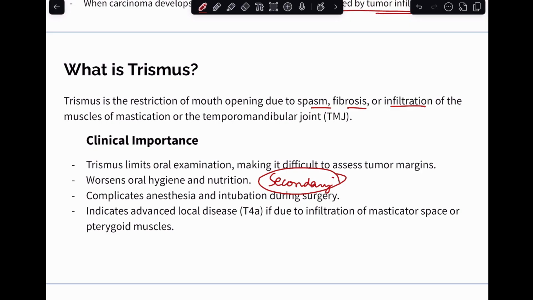Third, this will affect the anesthesia that you're going to give the patient and intubation during the surgery. So you'll have to find another way to do it. And fourth, if trismus is present, it also indicates that this is possibly a very locally advanced disease. It must be involving the masticator space or the pterygoid muscles. So that is the importance of trismus here.